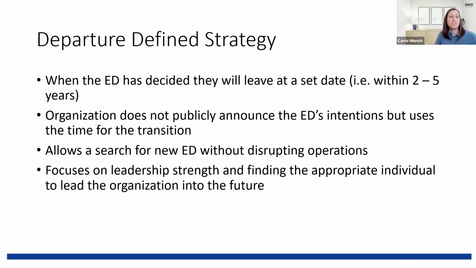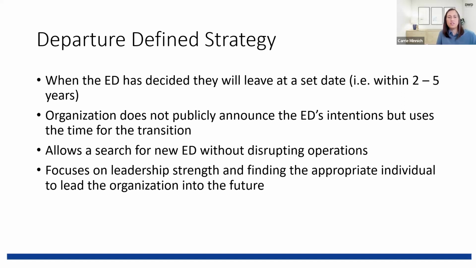The next one is the departure defined strategy. So this is even better because your executive director has decided they're going to leave at a set date, and the set date is not going to be tomorrow. It's not going to be next month. It's going to be a few years from now. So it's going to be within 2 to 5 years. The organization doesn't normally publicly announce the executive director's intentions to leave. So the public probably doesn't know when they're going to leave.